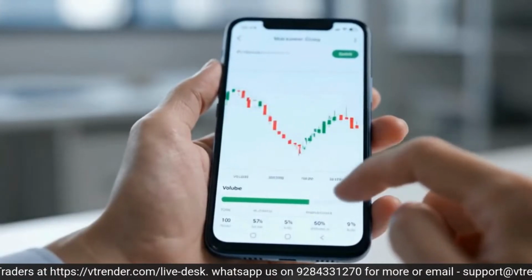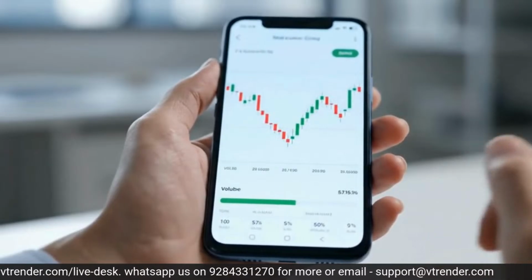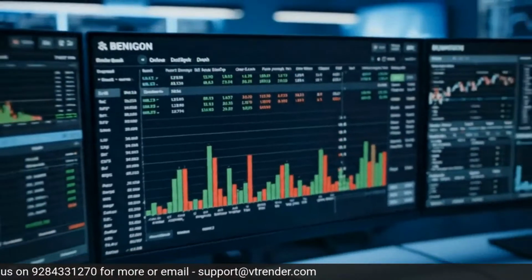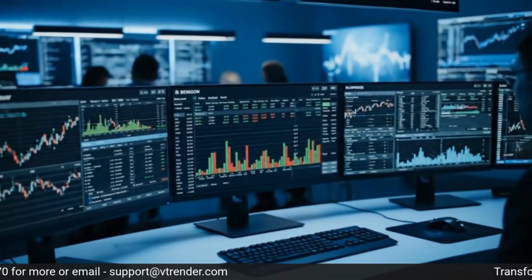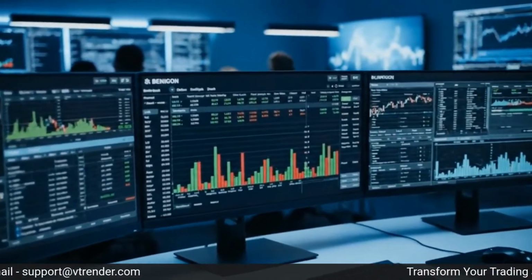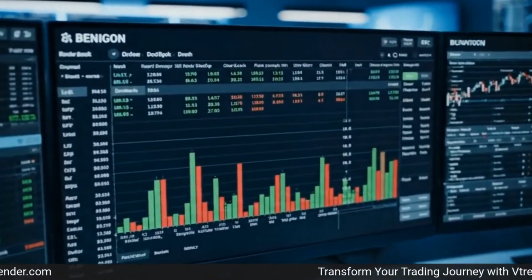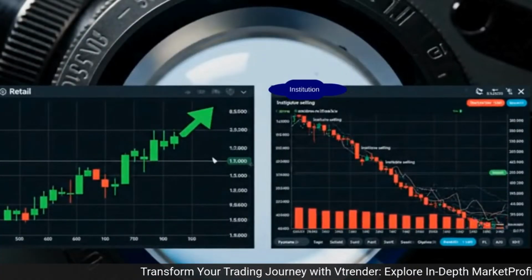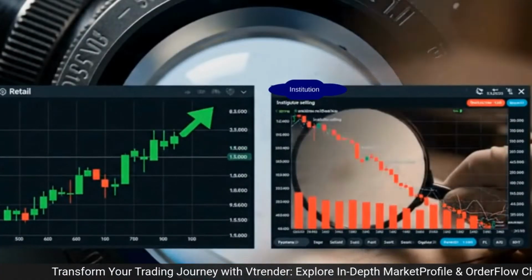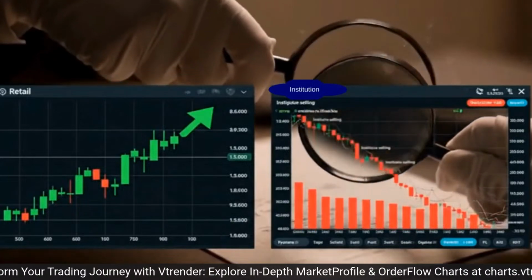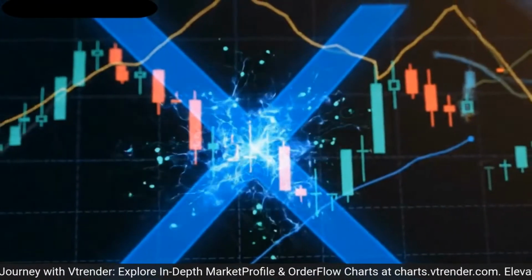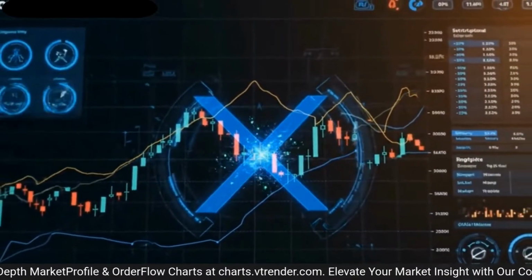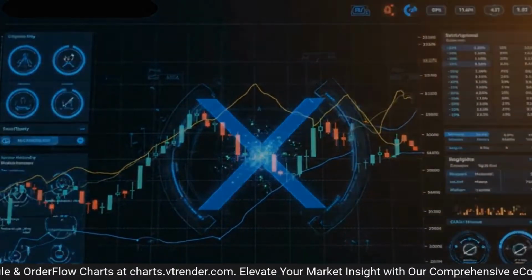Retail traders see the market through simplified lenses, basic price movements, and volume totals. Institutions monitor every bid, every ask, every aggressive order, tracking market intent in real time. While retail celebrates a green candle, institutions see the initiative selling that's about to reverse it. Order flow analysis gives retail traders institutional-grade market intelligence.